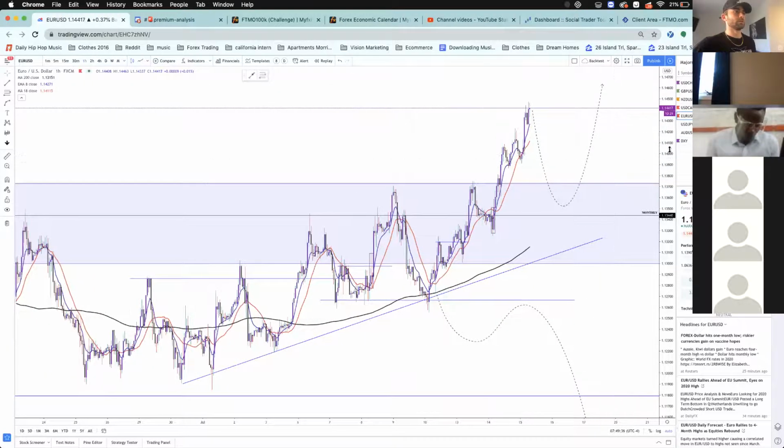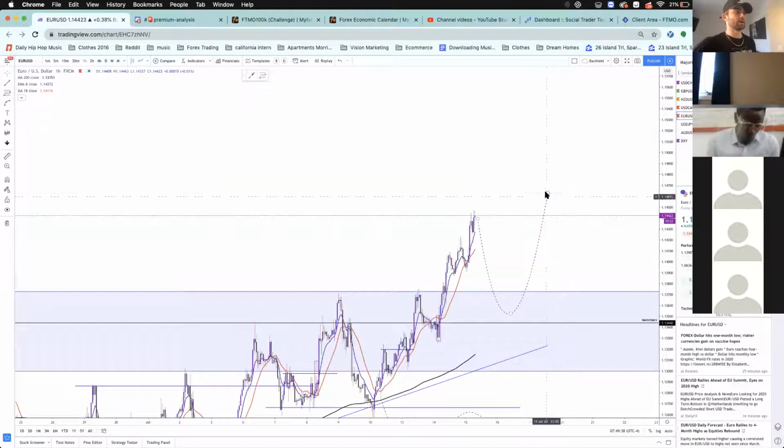Looking for a pullback, and then once we get something through the moving average and momentum shifts back over, that is when I will look for another reentry on EU.